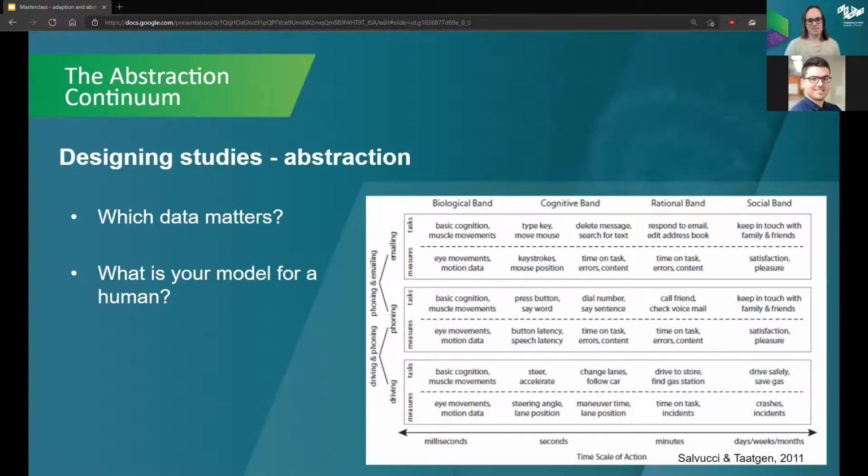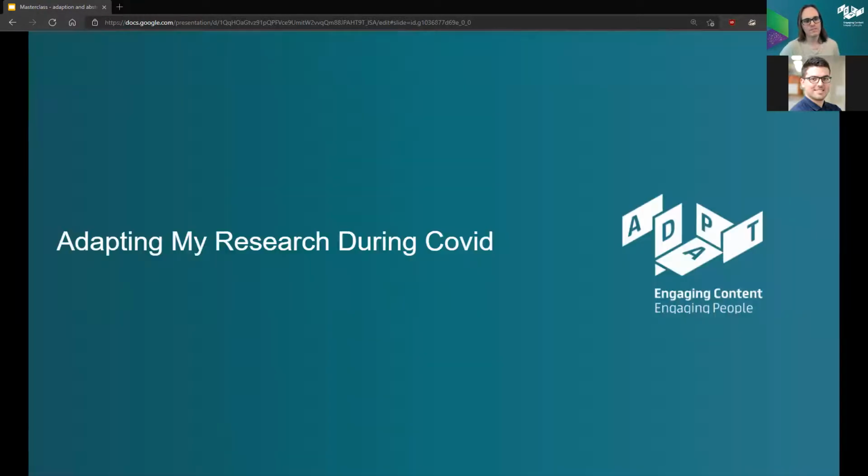Deciding which data matters to you and whether you want to look at humans as biological beings or cognitive decision makers or rational planners or as social people in the world, that's going to determine what model you're making for your data, what story you're telling, how you're presenting your social science research, whether it's human-computer interaction research or any other sort of social science research.